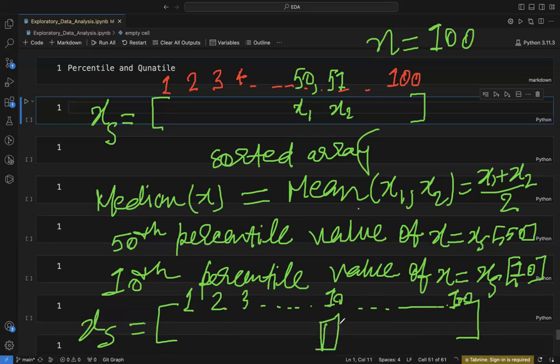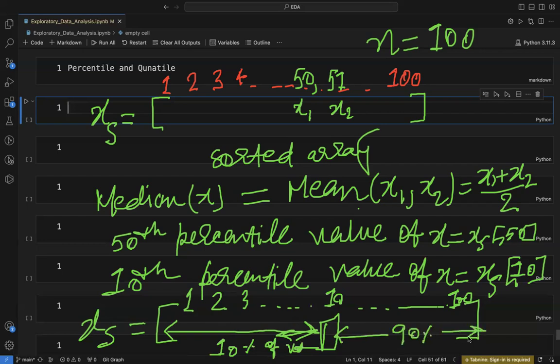What does the 10th percentile value tell you? It tells you that 10% of the points are roughly less than this value, and about 90% of the points are greater than this value. That is, this is the 10% of values, and this is my 90% of values in a sorted list. All this is happening in a sorted list.